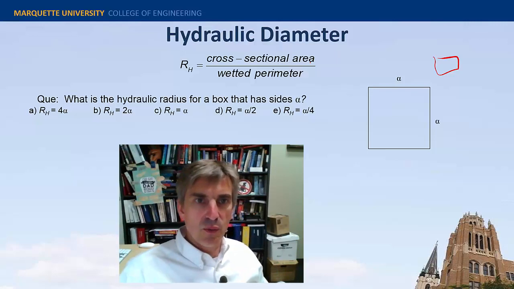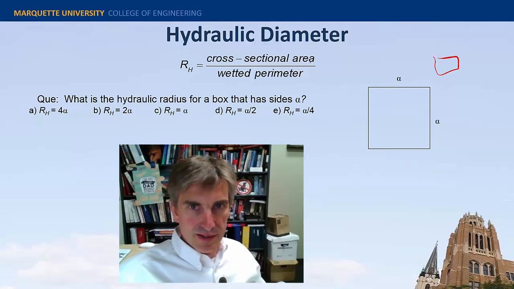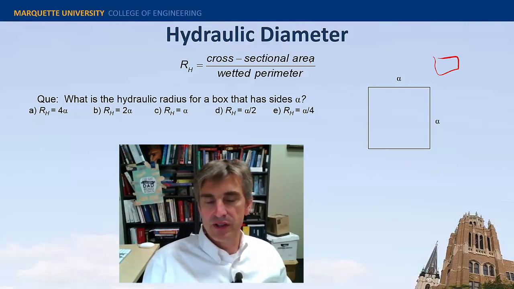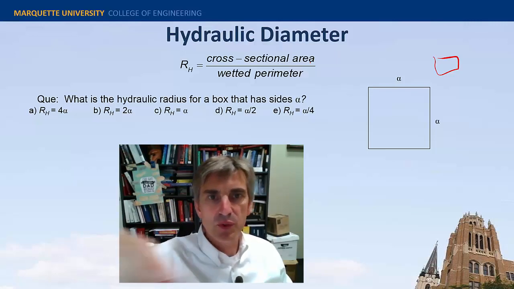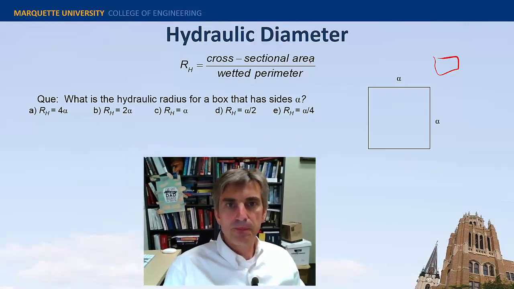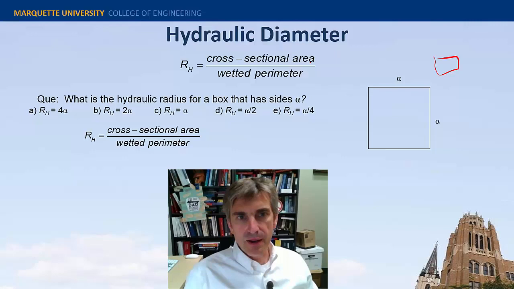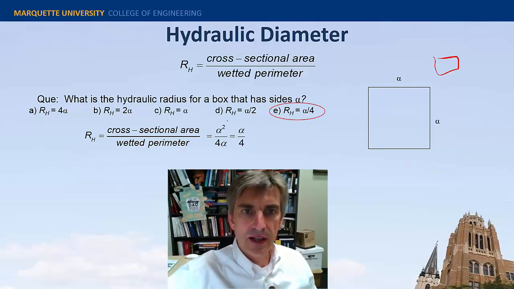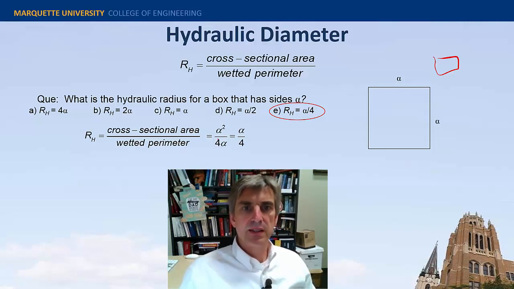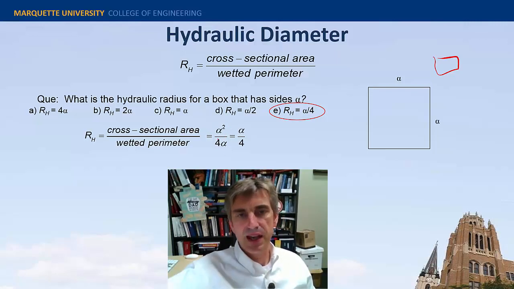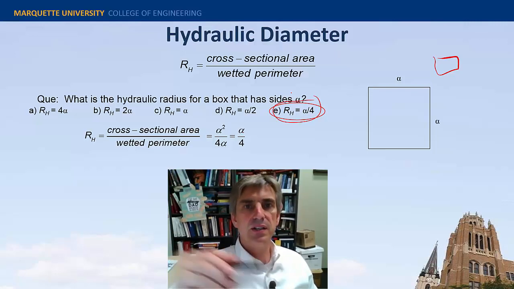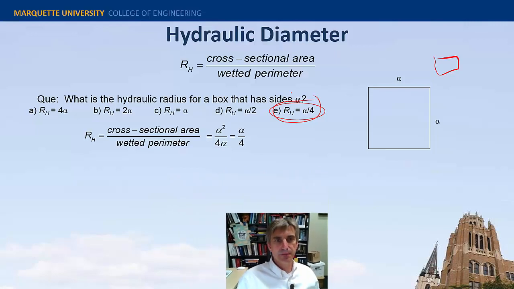So what's the hydraulic radius for a box that has alpha on each side? So this thing is a square. Which one of those would you pick? Well, it's easy enough to calculate this. The area is alpha squared, and the wetted perimeter is 4 alpha. Cancel it out. You get alpha over 4. There's the hydraulic radius. Couldn't be easier.